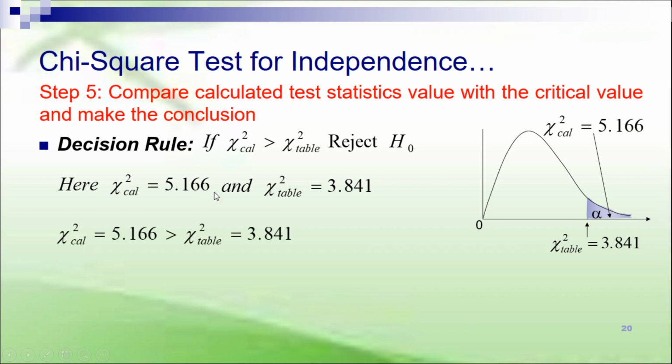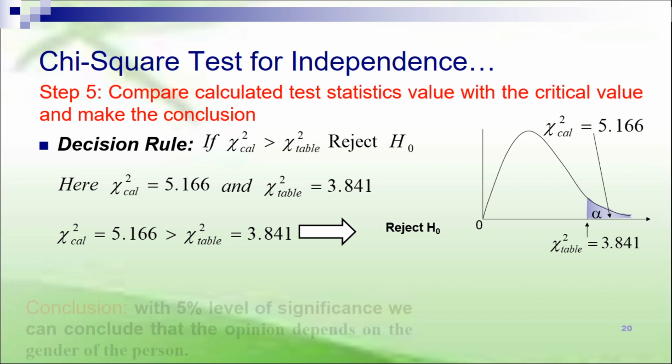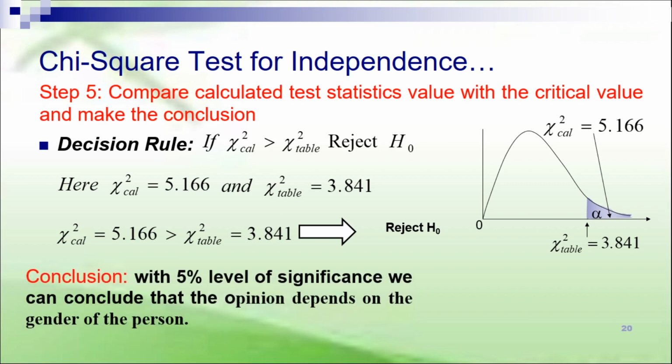And the chi-square calculated value, 5.166, is greater than 3.841. Then our decision is to reject H0. Keep in mind how you formulate the H0: the two variables are independent. Therefore, the conclusion is, we reject H0, which states that the two variables are independent.